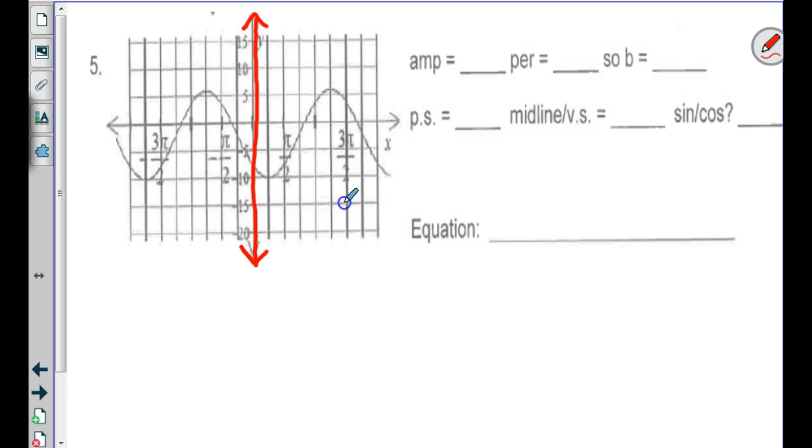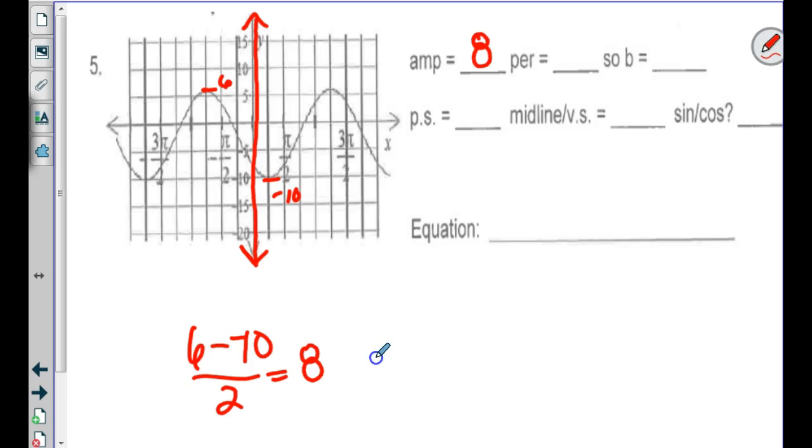What is the highest? Where are the peaks at? And down to, okay. If the max is 6 minus the min, which is -10, that would be the amplitude is 8. The vertical shift is the max plus the min divided by 2, which would be -4 divided by 2, or -2. So somewhere down here is the midline.